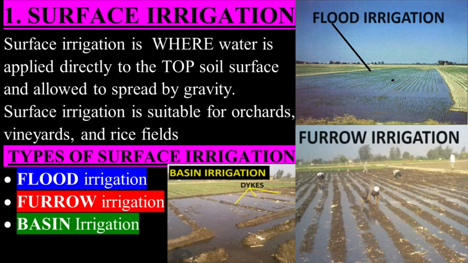Surface irrigation. Water is applied directly to the soil surface and allowed to spread by gravity. Surface irrigation is suitable for orchards, vineyards, and rice fields. Types of surface irrigation: flood irrigation, furrow irrigation, basin irrigation.